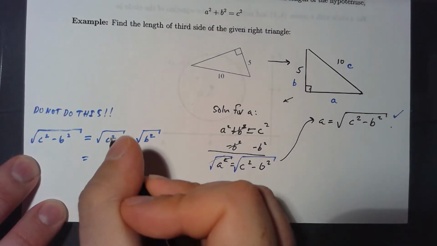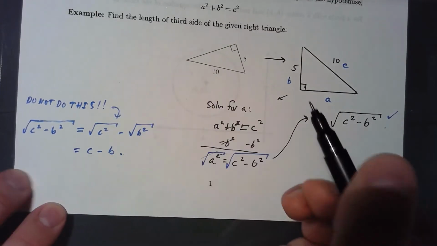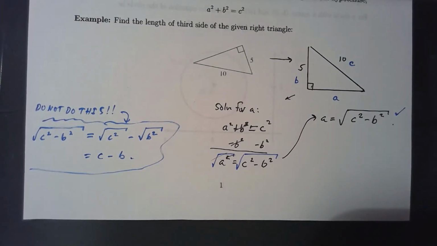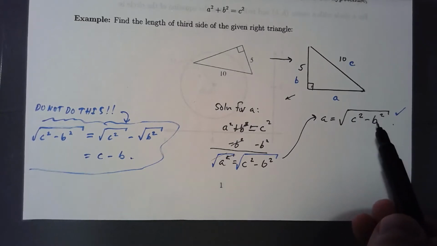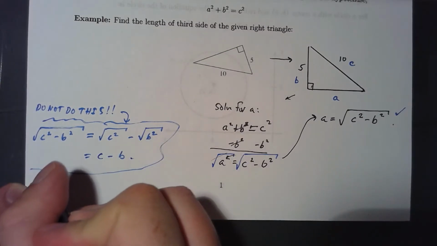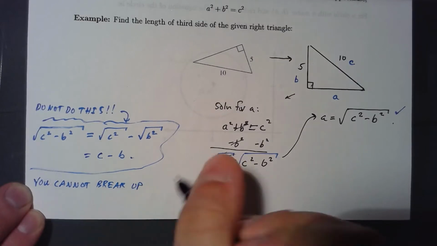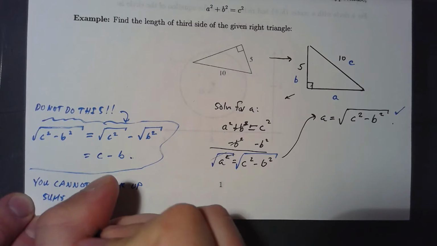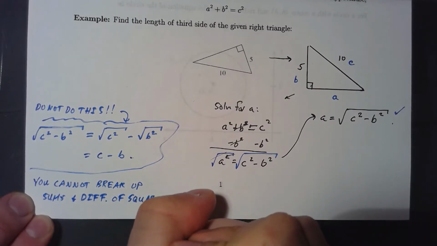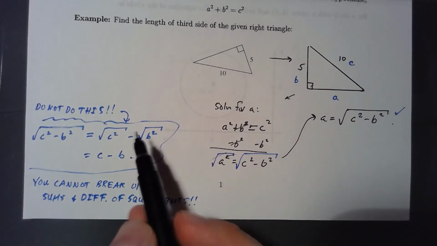And then you could say, oh yeah, well then this cancels out and you have c minus b, right? And that one cancels out, right? No, you cannot do this. This is no good. Everything in there is no good. If you have a subtraction or an addition sign between two terms underneath a radical symbol, you cannot break it up. You cannot break up sums and differences of square roots.